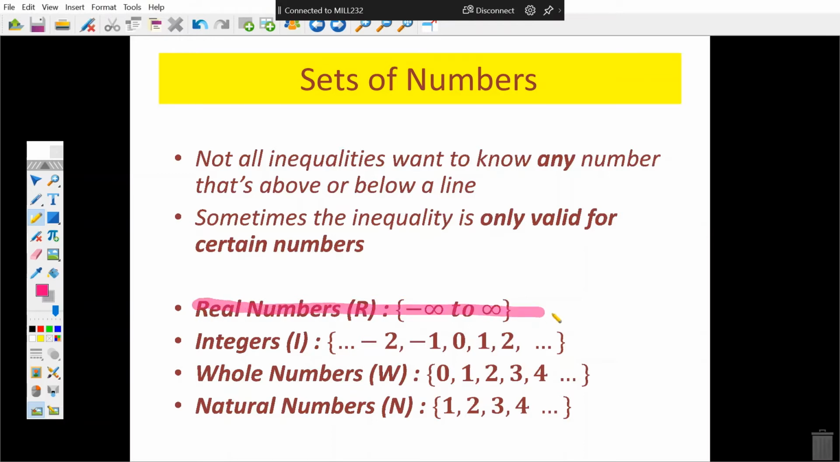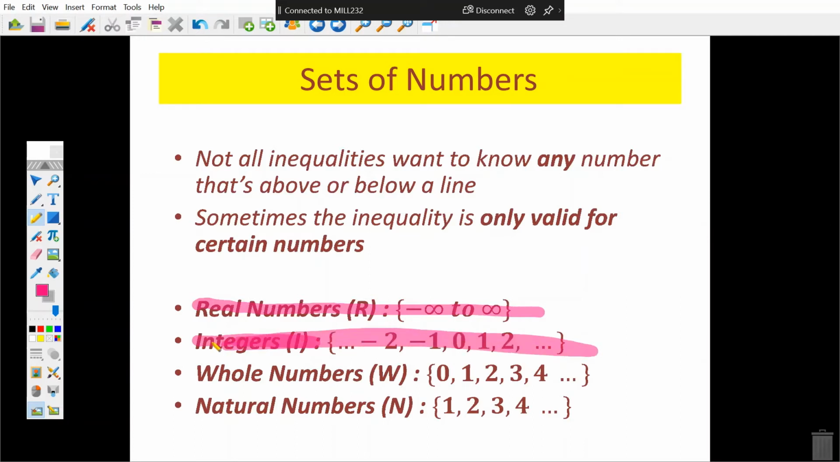If they tell you it's real numbers, that's negative infinity to positive infinity. That's every number, okay? Fractions, decimals, whatever. Every number is included when you use real numbers. Sometimes they'll do integers. Integers means that it's just positive or negative numbers, but they're whole numbers, okay? Not fractions or decimals. Whole numbers are 0, 1, 2, 3, 4. They're only positive, but they include 0. Natural numbers are 1, 2, 3, and 4. They don't include 0.